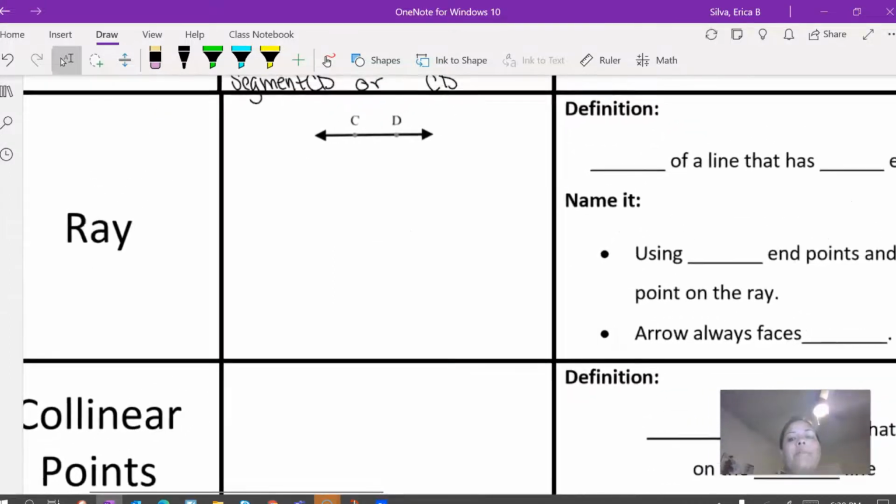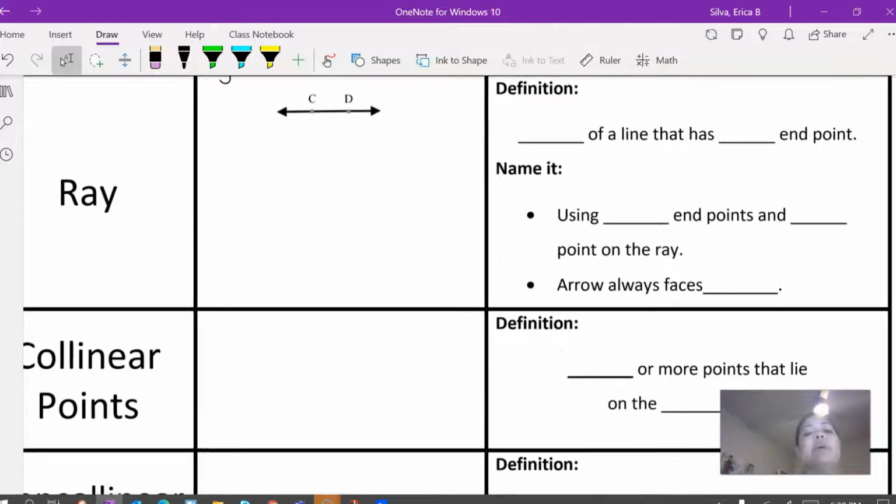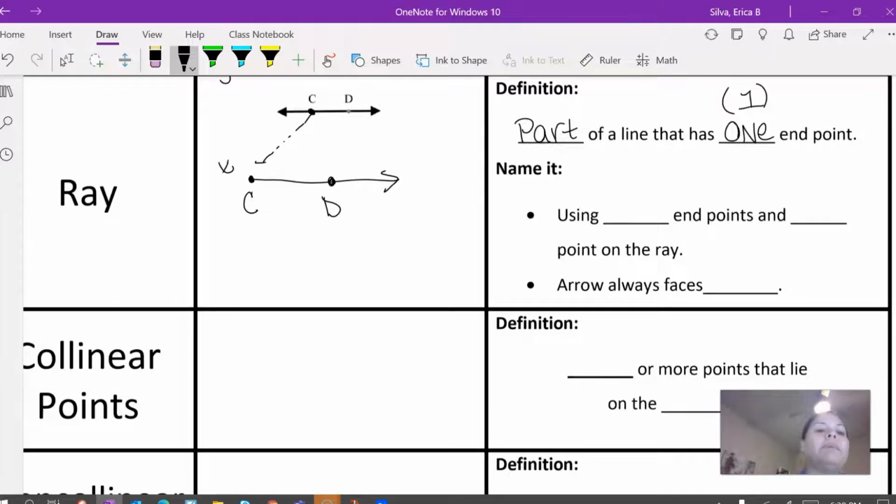The next one is a ray. It's very similar to the segment, but in this one, if we wanted a ray, we would have, again, part of a line, but this time, we're only going to have one endpoint. So I'm going to choose C as my endpoint, and then I'm just going to draw it through point D. We're going to cut it from here. This becomes my endpoint, and it goes through point D.